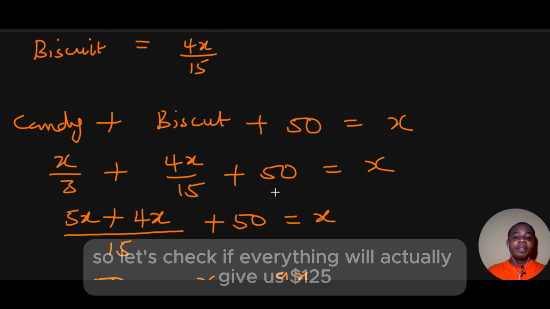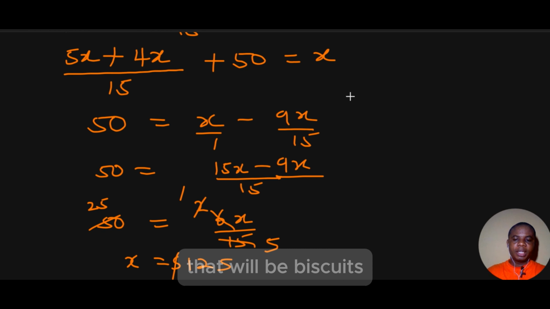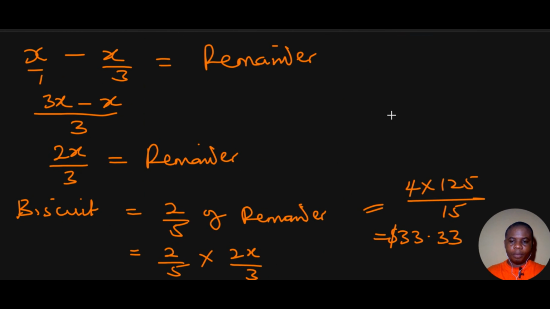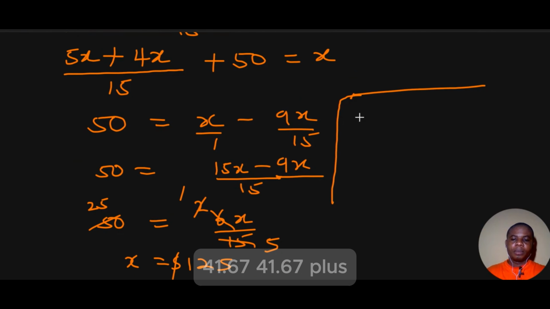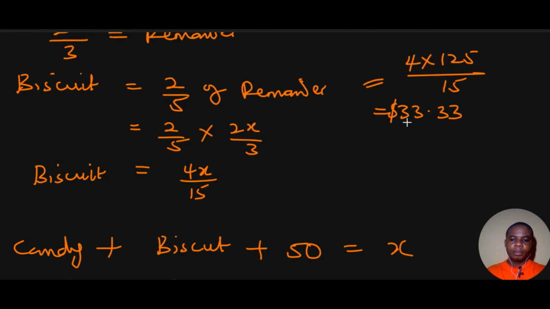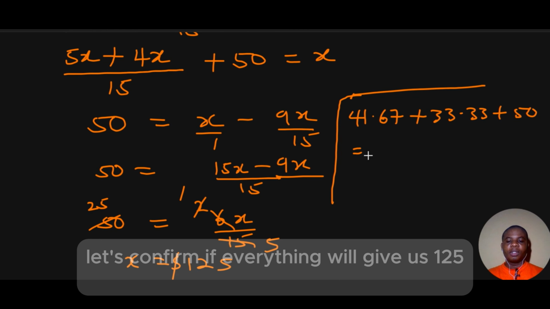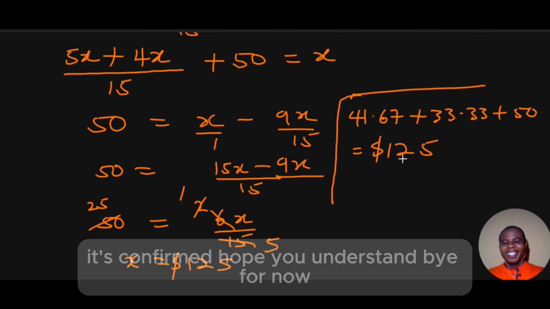So let's check if everything will actually give us $125. That'll be candy, 41.67, plus biscuits, 33.33, plus 50. Let's confirm if everything gives us 125. That's $125. It's confirmed. Hope you understand.